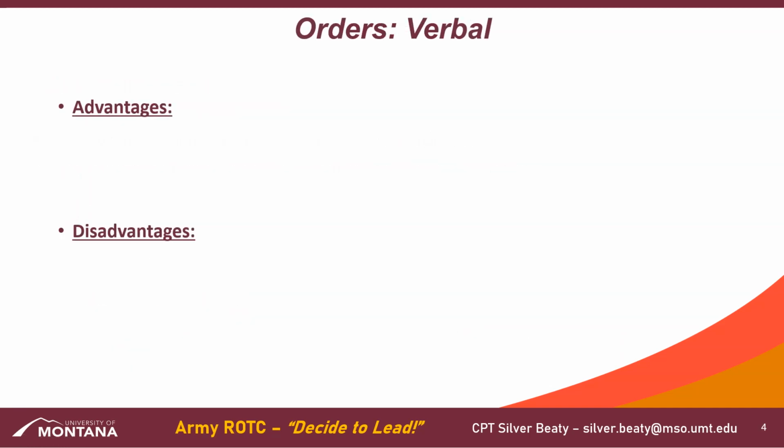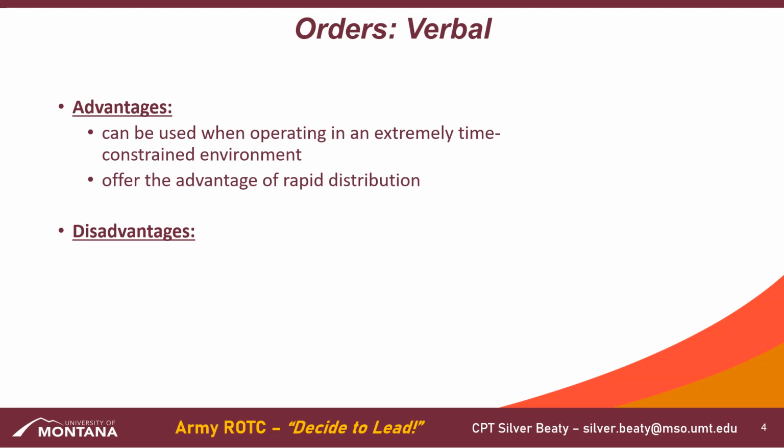So if we're talking about verbal orders, now there are advantages and disadvantages to just about everything in life. When we're talking about verbal orders, our advantages are that they can be used whenever we're operating in a very time-constrained environment, so it has to be done quickly. Verbal orders can be given quickly. They don't have to be typed out, printed, distributed, etc. So they offer that advantage of very rapid distribution.